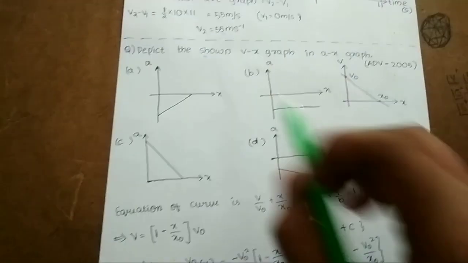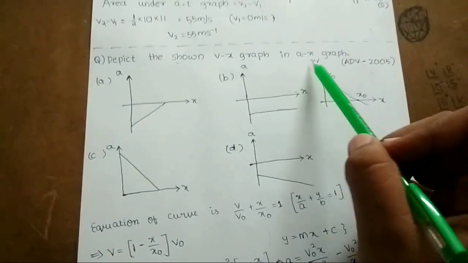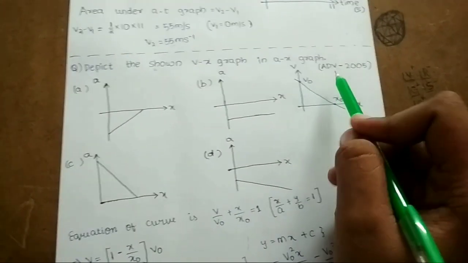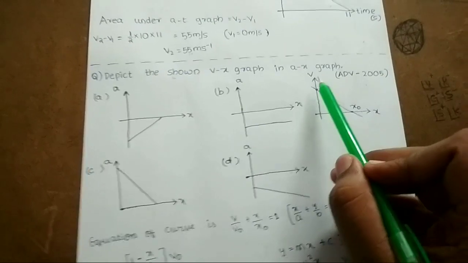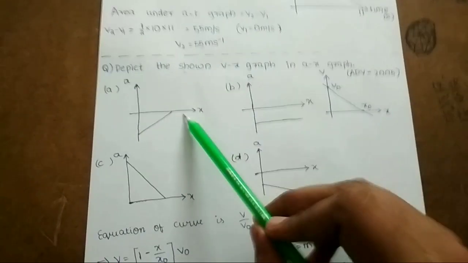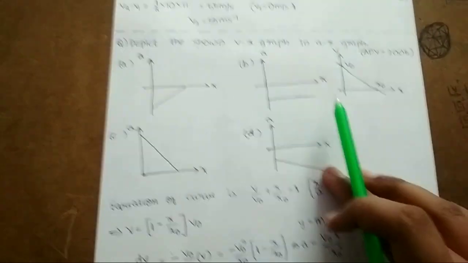Okay, next question. Depict the shown velocity displacement graph in an acceleration displacement graph. This is the advanced question from 2005. Okay, this is the question. Please note it down, and these are the options. Try it on yourself. Okay, I am solving it.